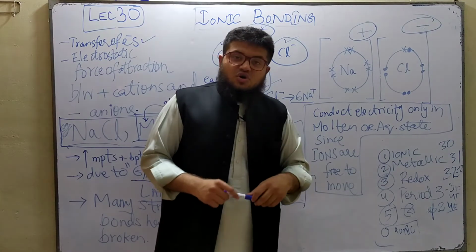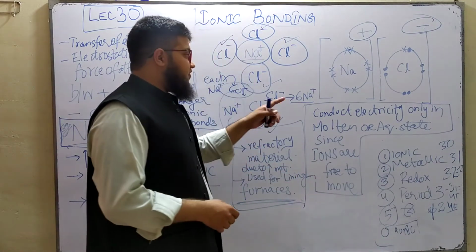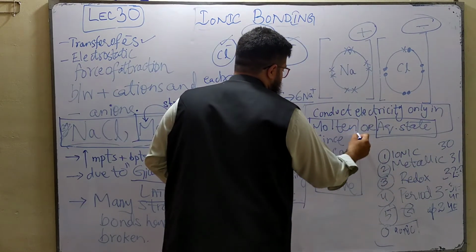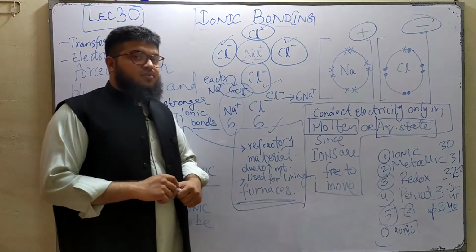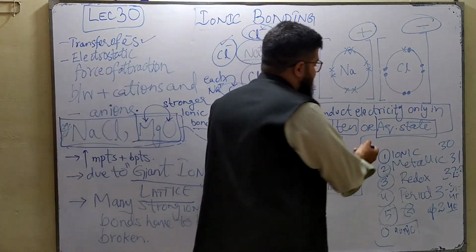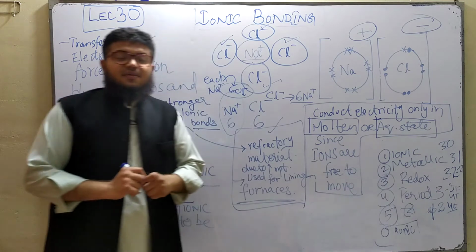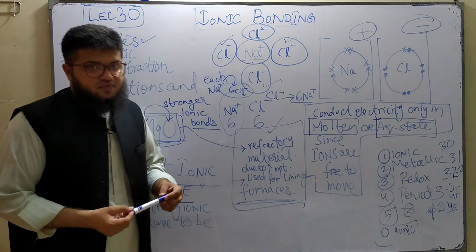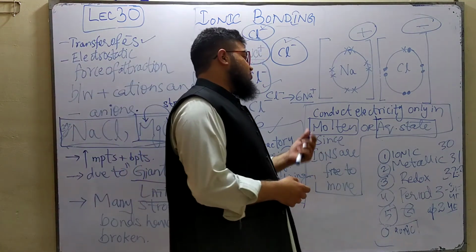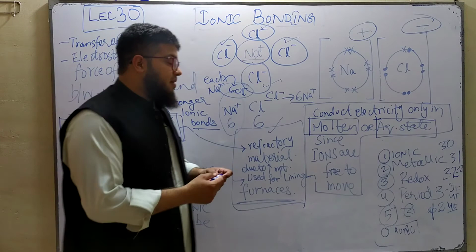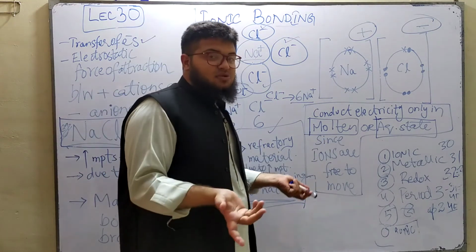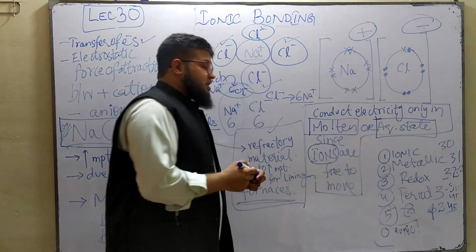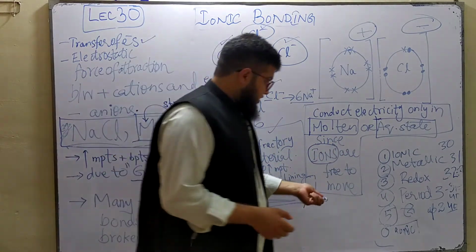So ionic compounds only conduct electricity when they are either dissolved in water, that is in the aqueous state, or when they are in the molten state. In both states, the ionic bonds are broken down, or if not broken, the ions are free to move. The ions are free to move, and if they are free to move, then they can conduct electricity. But remember, if the reason is asked why they are able to conduct electricity, it's the ions that allow these compounds to conduct electricity, not the electrons.